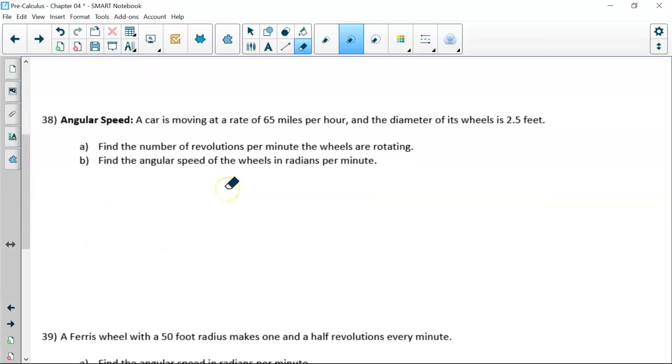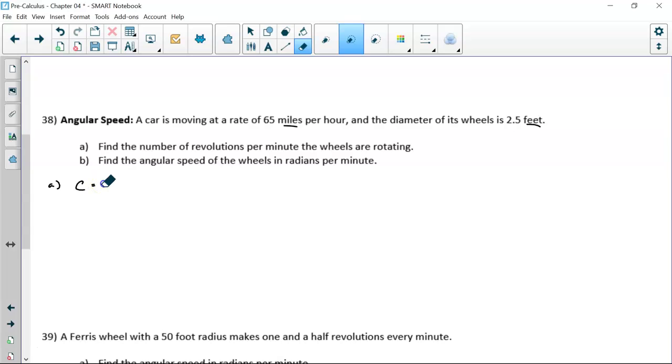Angular speed. A car is moving at a rate of 65 miles per hour, and the diameter of the wheel is 2.5 feet. Now, keep in mind, miles and feet. We have to make sure our units are correct. Find the number of revolutions per minute that the wheels are rotating. Now, for part A, we want to find out how far they're rotating. That's our circumference.